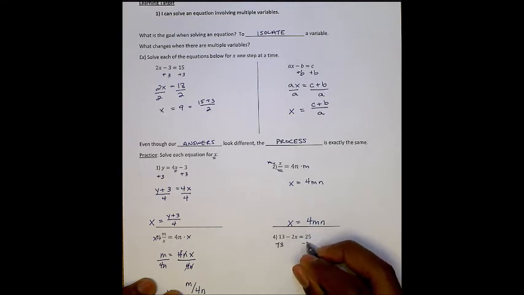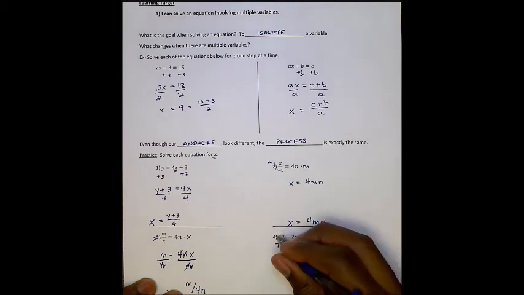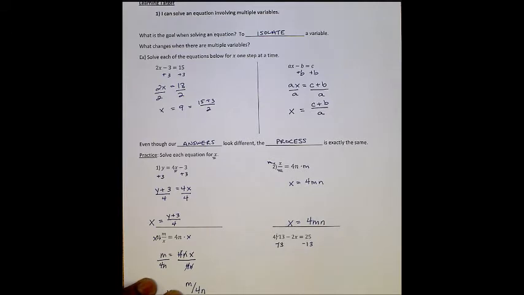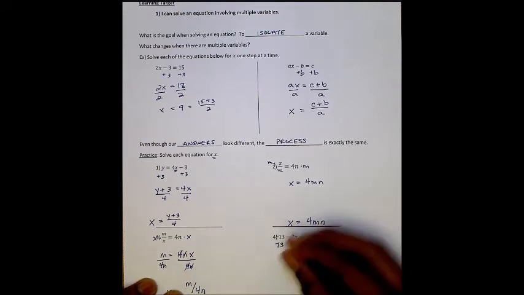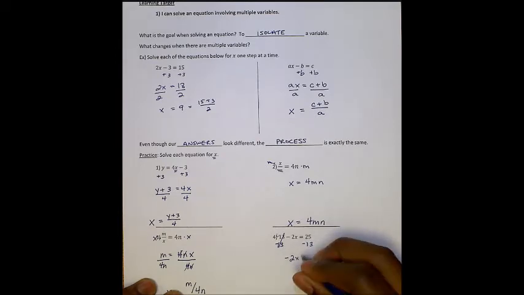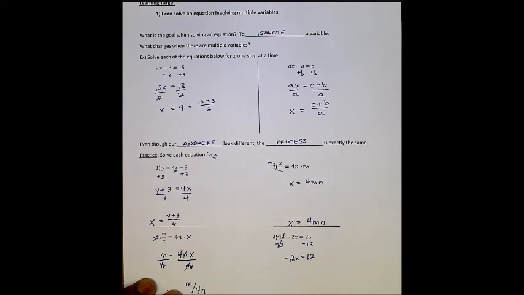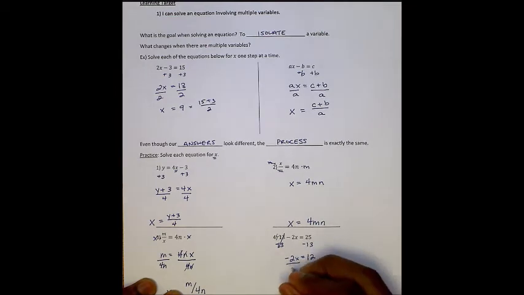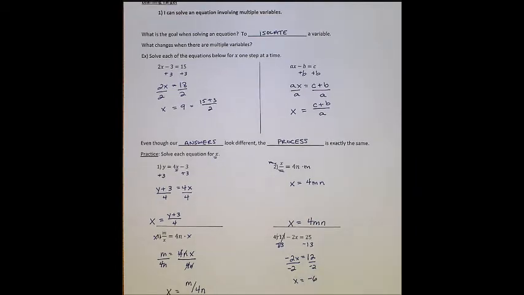And remember, we know to subtract because there's no sign in front of here, and if there's no sign, it's because we all assume it's positive. So I have negative 2x equals 25 minus 13, which is 12, divided by negative 2. And so then x equals negative 6. And that's our answer.